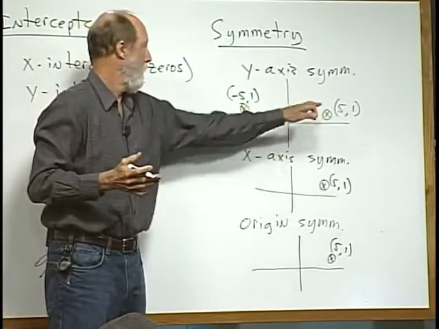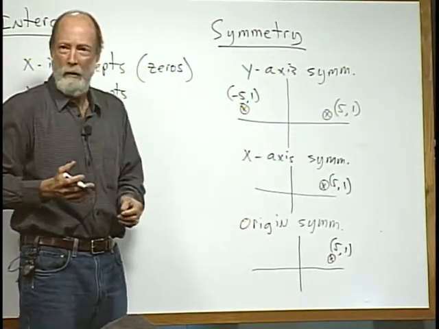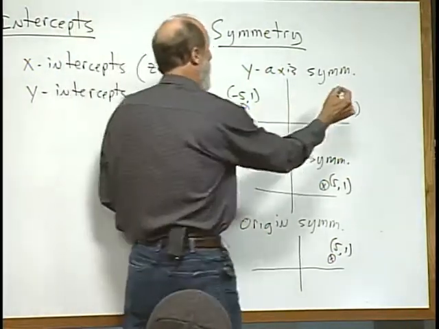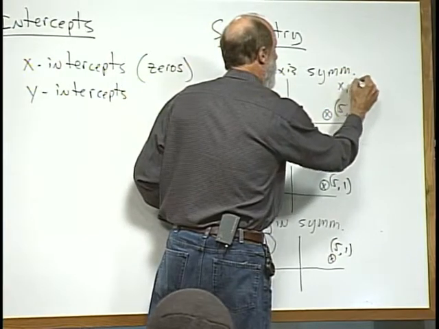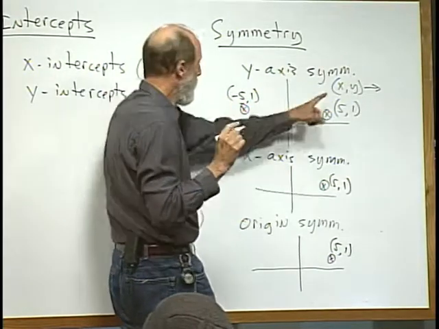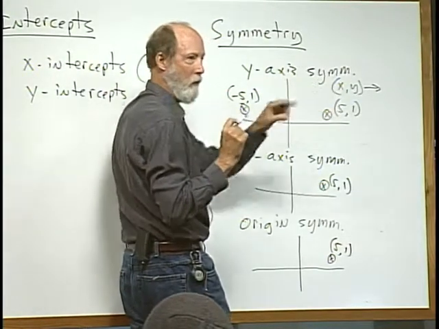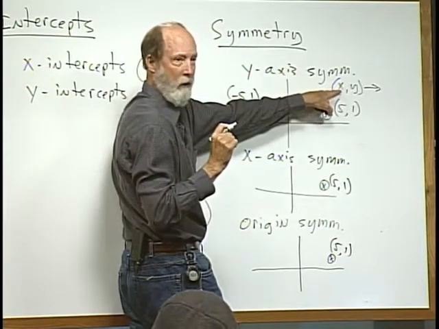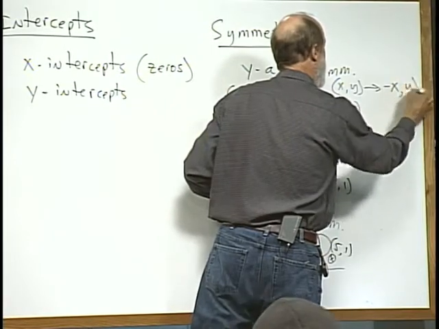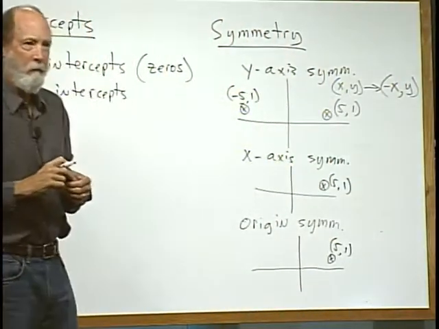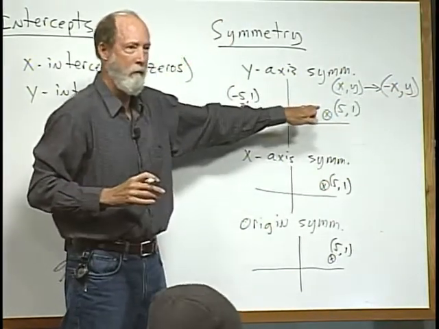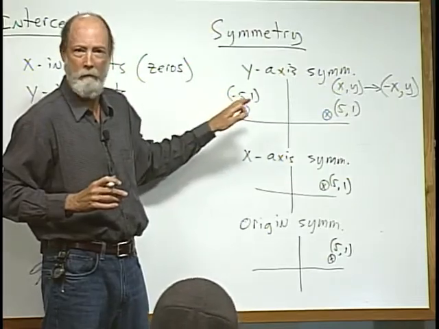What changed between those 2 points? The x value changed. So if you had a point that was given to you in general as (x, y), its y-axis symmetry point would become, what changed? The x, right? To its opposite sign. It would become the opposite of that x value, still holding the same y value. You don't have to memorize this little algebra thing here. Think about it. Not too tough, is it?